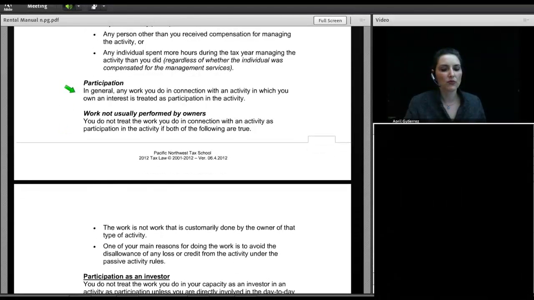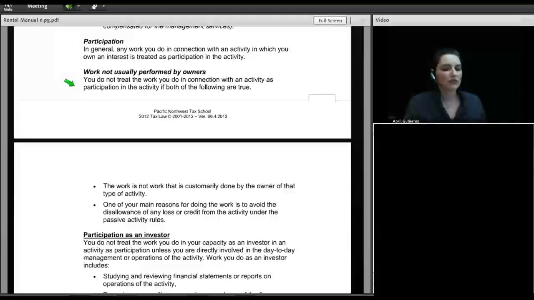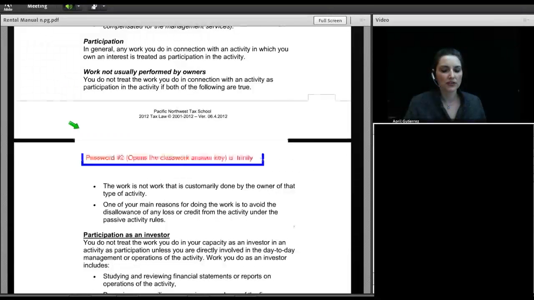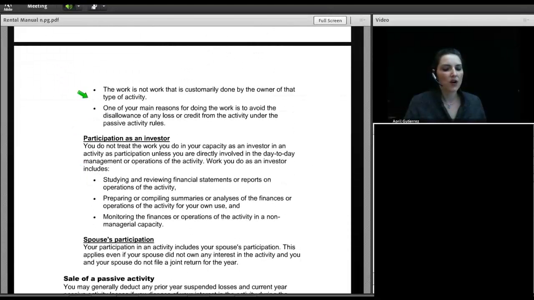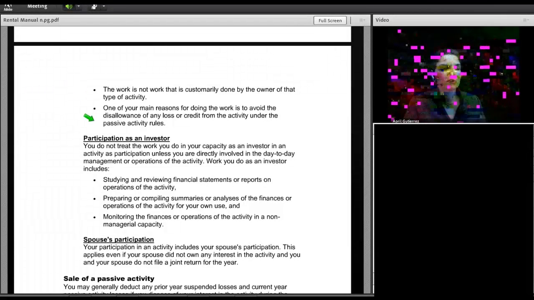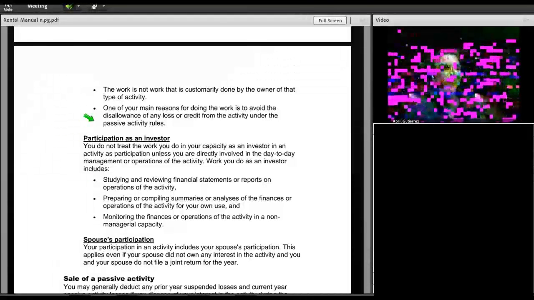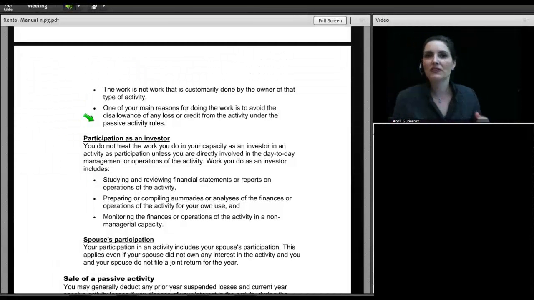Participation. In general, any work you do in connection with an activity in which you own an interest is treated as participation in the activity. Work not usually performed by owners: you do not treat the work you do in connection with an activity as participation in the activity if either of the following is true. Number 1, the work is not work that is customarily done by the owner of that type of activity, or number 2, your main reason for doing the work is to avoid disallowance of any loss or credit from the activity under the passive loss rules. So in other words, what they're saying there is you have to be legitimately working the activity. You have to be in it for the business, and you're doing it to make money.